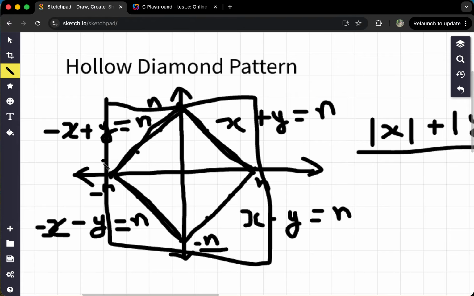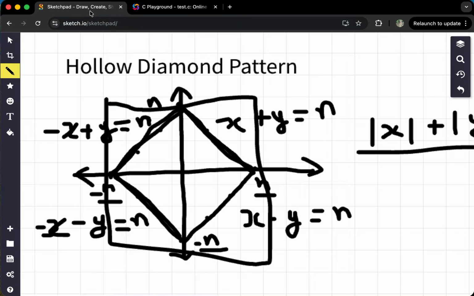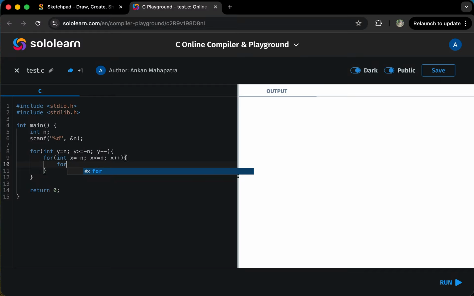Now next we have to iterate over the x coordinates. The x coordinate starts from minus n and goes till n. So we'll take another loop for x coordinate. The x coordinate starts from minus n and goes till n, and we are incrementing our x. After this, we have to check for the line equation. If any point satisfies this equation, then we have to print a star. So we check the condition.